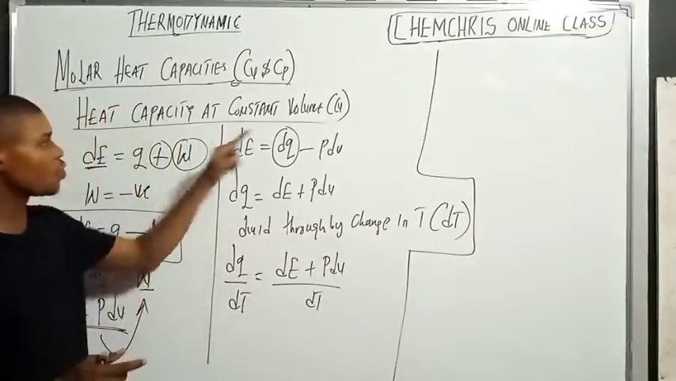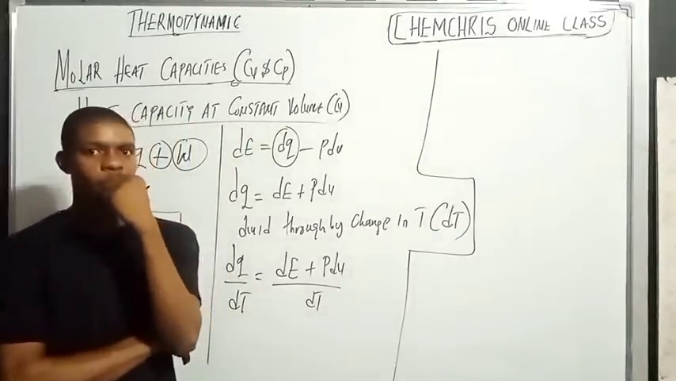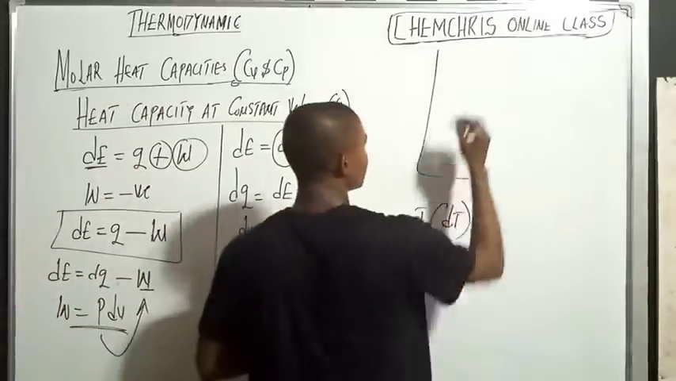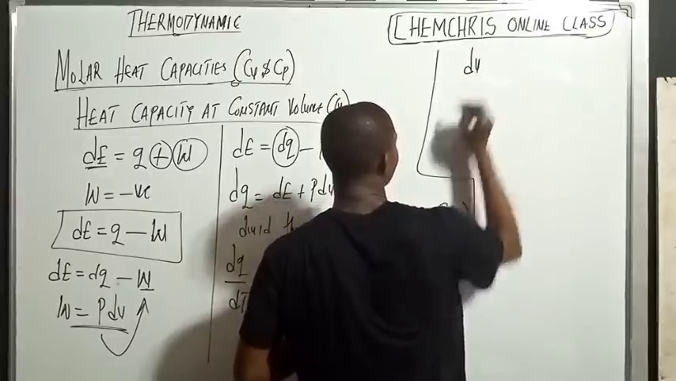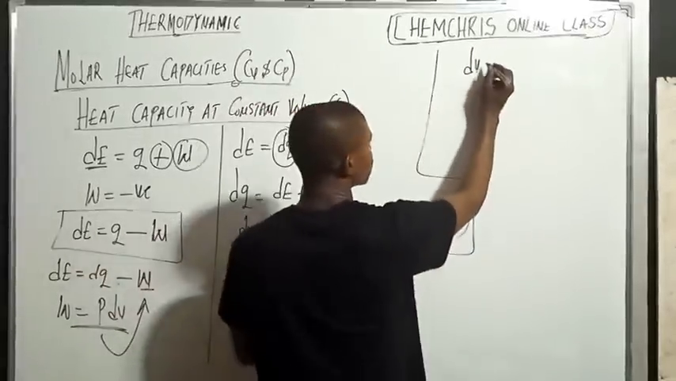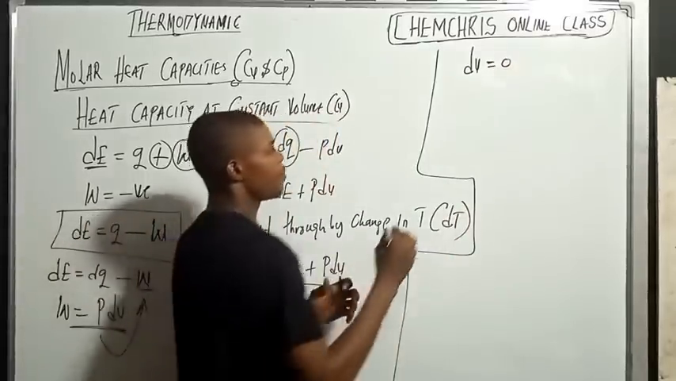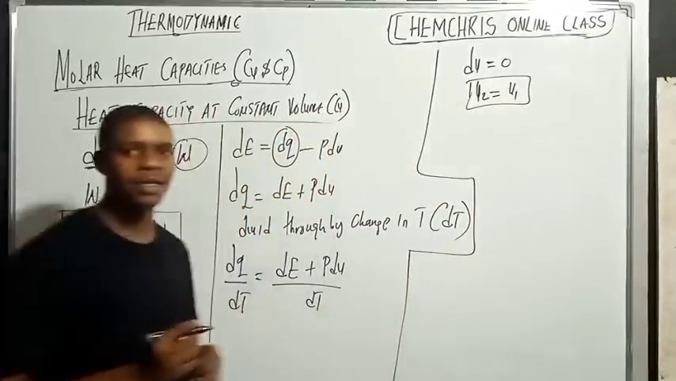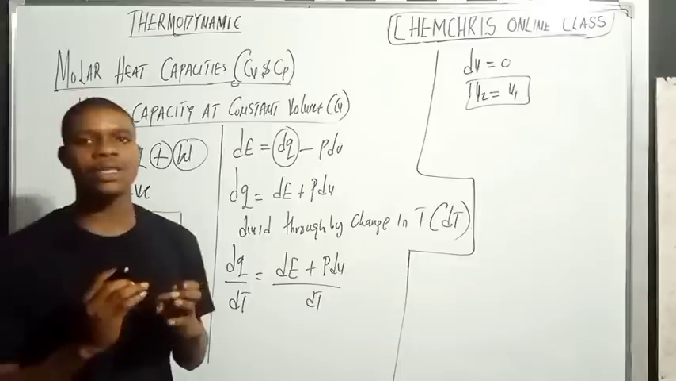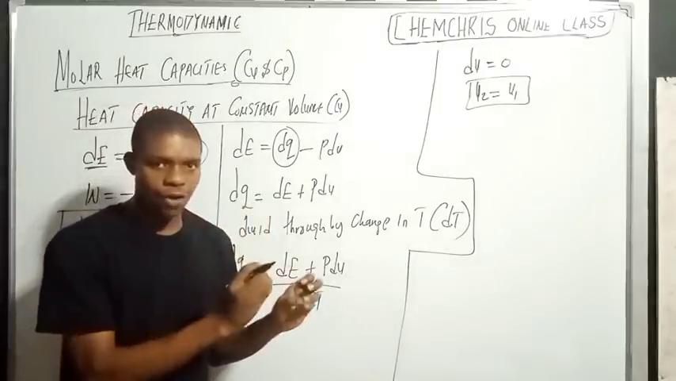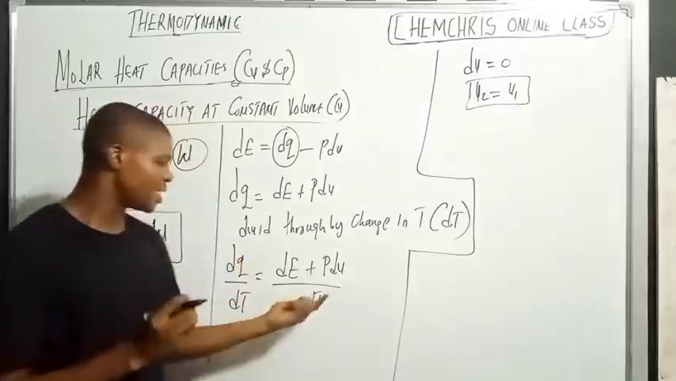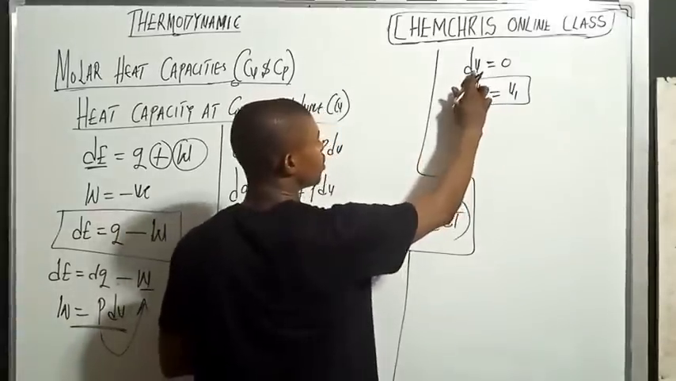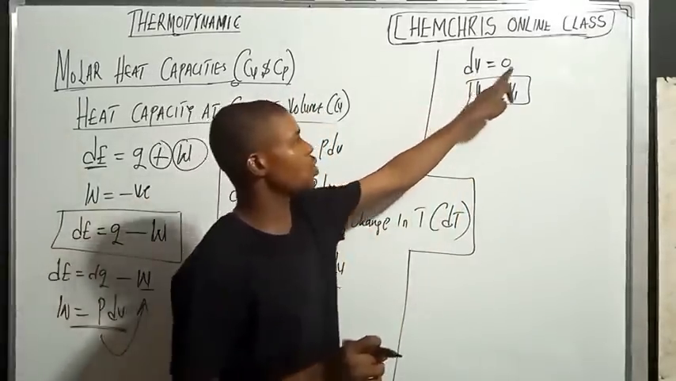Now, what do you mean by constant volume? At constant volume, you're talking about change in V equals 0. That is, V2 equals V1. There is no change in volume. Whenever there is no change in volume, then you're talking about constant volume. The implication here is that work is always 0. So at constant volume, change V is 0.